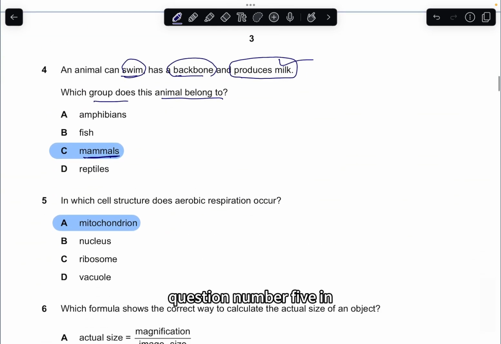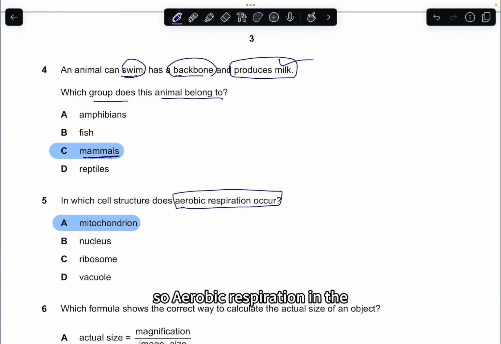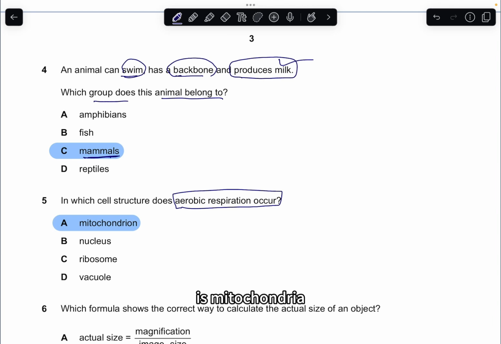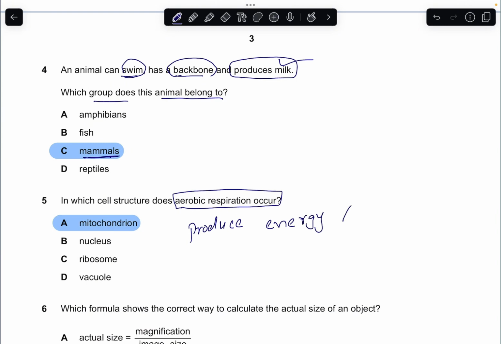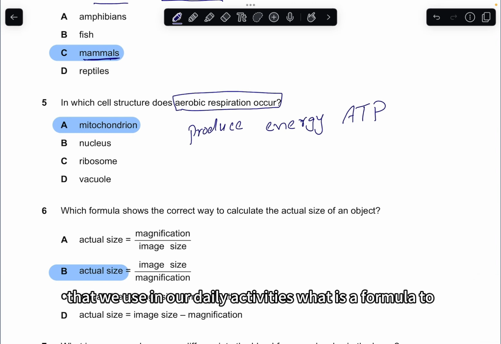Question number 5, in which cell structure does aerobic respiration occur? Aerobic respiration in the cell, the only organelle that can do aerobic respiration is the mitochondria, because it can do aerobic respiration and produce energy, ATP, that we use in our daily activities.